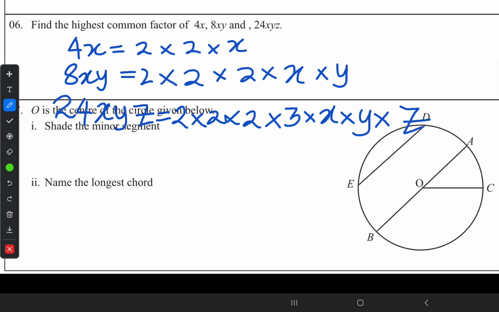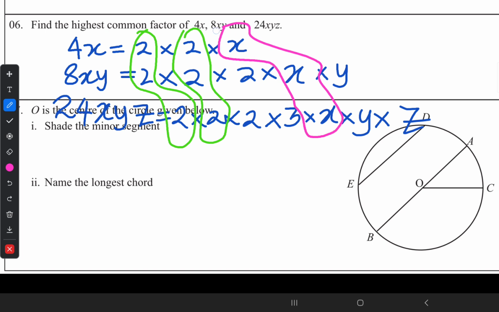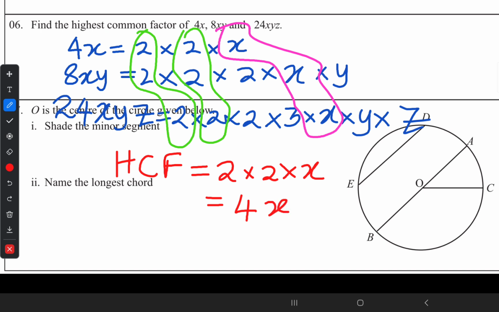Here we have to select the common ones, those belonging to all these three. So all have a 2, and all have another 2 also. Only two of these have a third 2, but not all three, so we can't select that one. All these three have x. So finally, the HCF, the highest common factor, would be: 2 is a common one, another 2 is a common one, and x is a common one. So 2 into 2 is 4, 4 into x, that would be 4x. That is the HCF for the given three values.